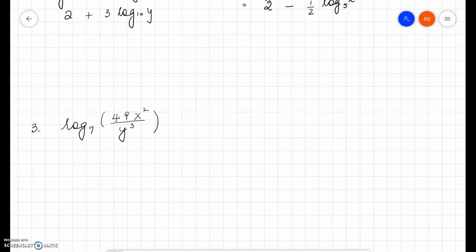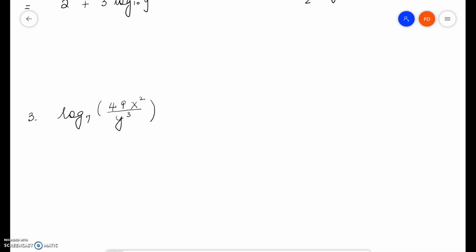Now let's do one more. I've added some terms, y cubed z squared. So when we have a numerator and a denominator, we first start off with log to the base 7 of 49 x squared, which is the numerator, divided by the denominator. So we go minus log of y cubed z squared.